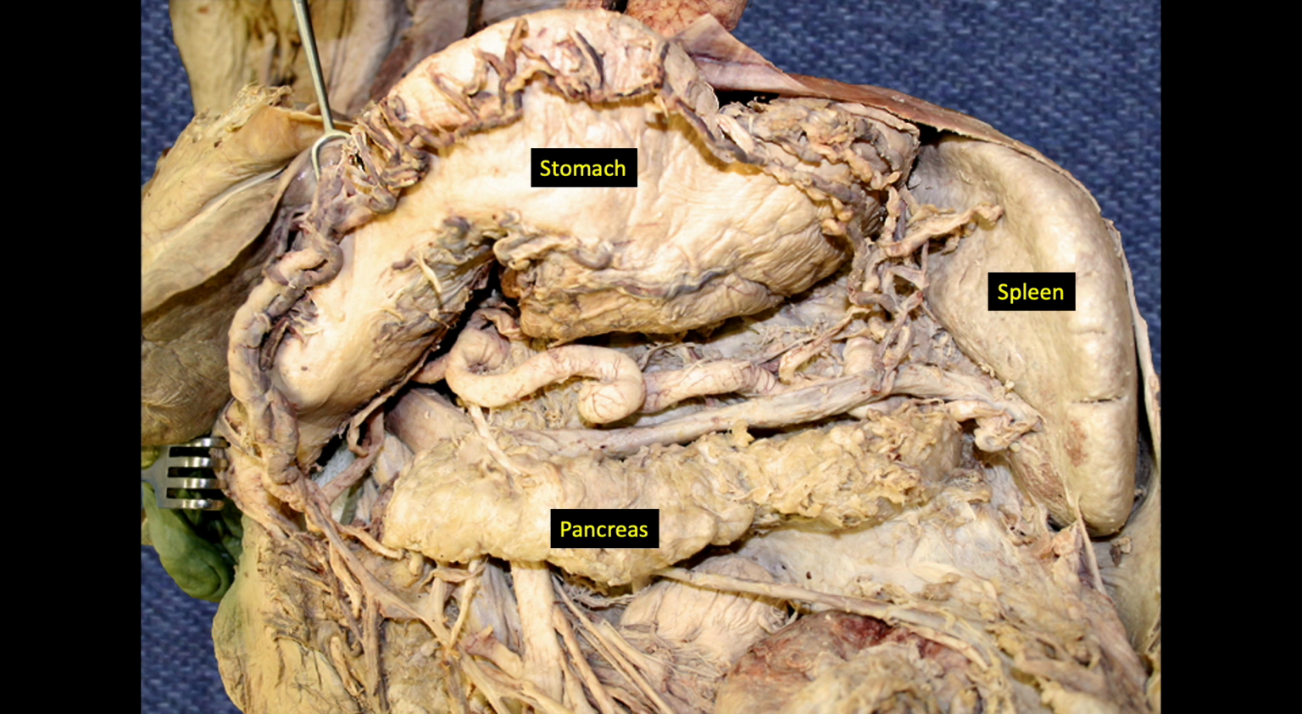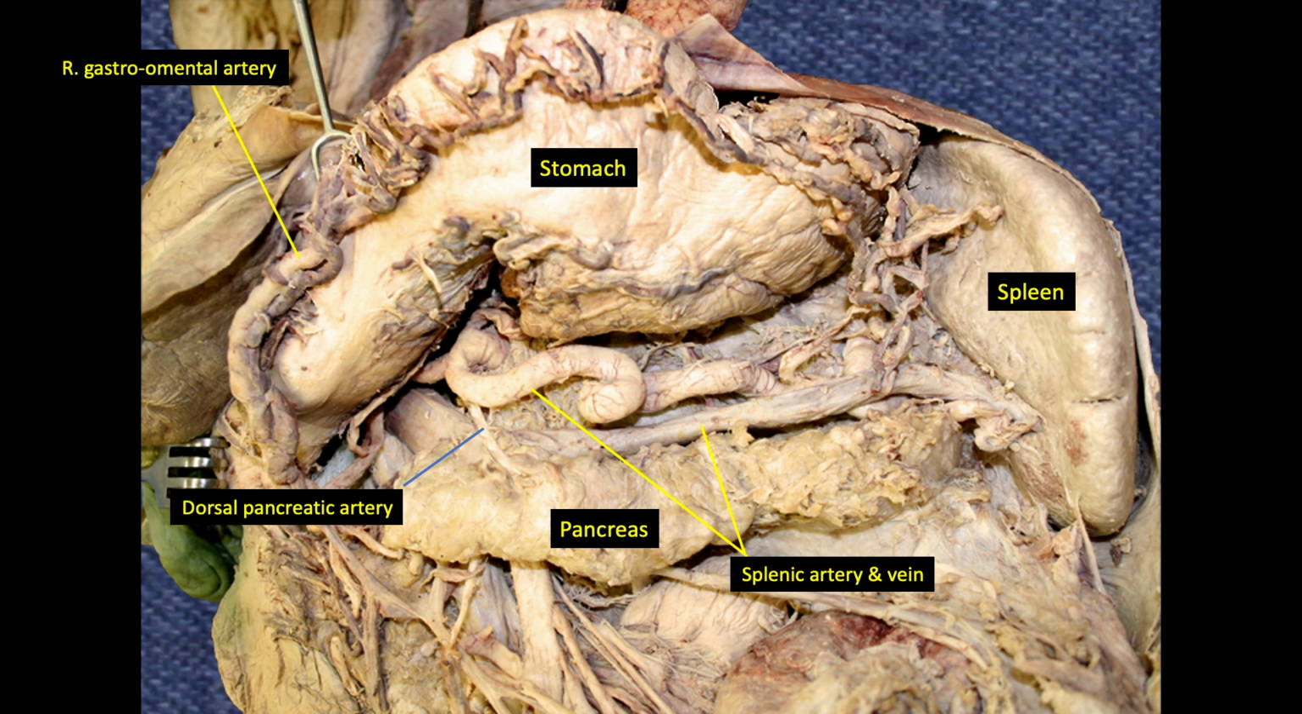Before describing the vessels, make sure you identify the reflected stomach, the pancreas, and the spleen. Again, note the right gastromental artery on the greater margin of the stomach. Observe the splenic artery. You notice the artery because of its tortuous appearance, distinguishing it from the corresponding splenic vein that is straight. In general, a prominent artery will arise from the splenic, the dorsal pancreatic artery, that travels through the center of the pancreas, supplying it with blood.